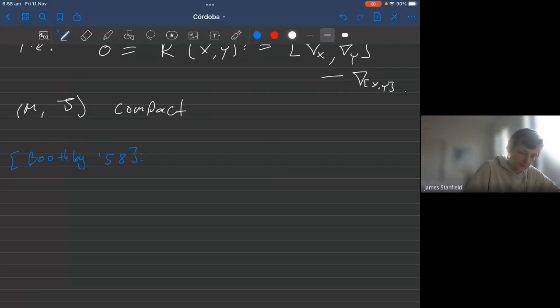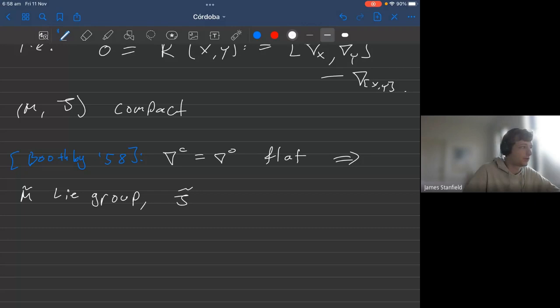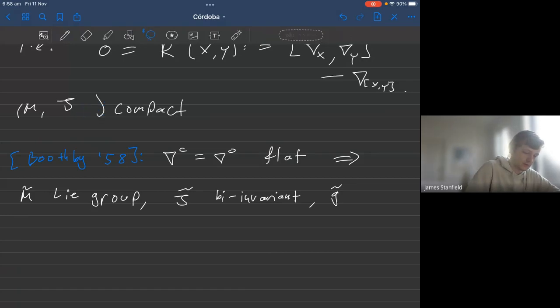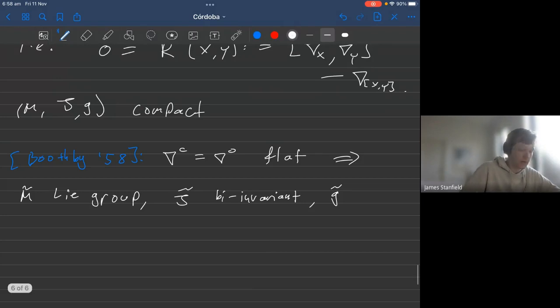If nabla C, remember this is nabla 0, is flat, this implies that the universal cover is a Lie group, and the lift of the complex structure is bi-invariant on this Lie group. Maybe I should say this is a Hermitian manifold. We've got three pieces of data. The lift of the metric is left invariant.